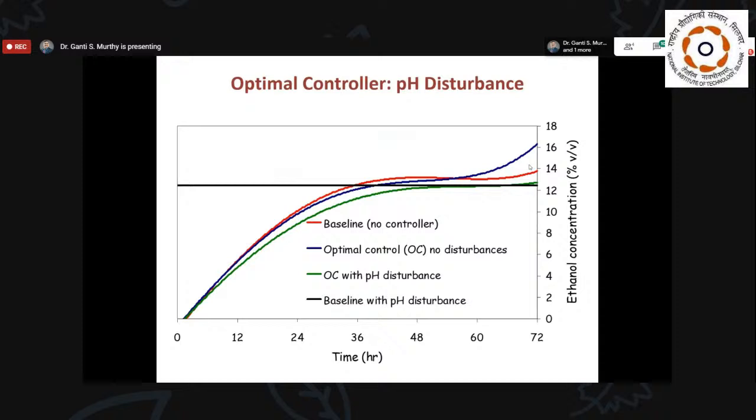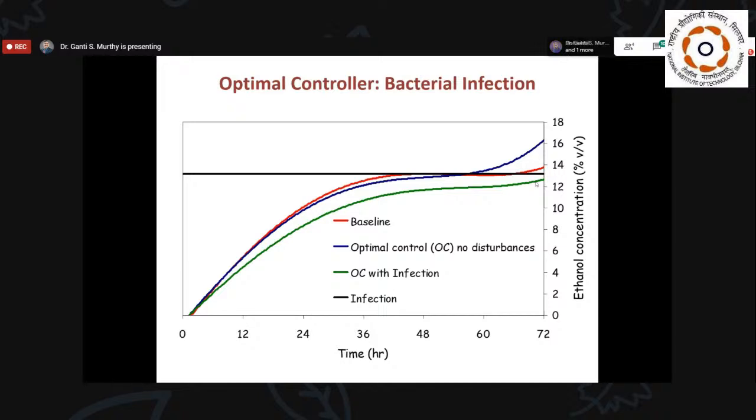Similarly, for the pH, we can have pH disturbances, which are primarily a manifestation of bacterial infections. Even in that case, you see that it basically recovers, but doesn't recover as much. So it stays pretty much the same, but the performance is not degraded. Another thing is when we have bacterial infection. When we have a huge bacterial infection, the results are actually not very good. It is about 0.5% lower than the one without the infection. So there is some difference there.